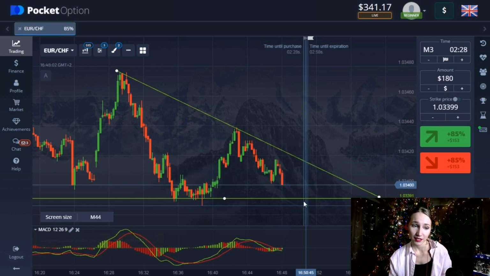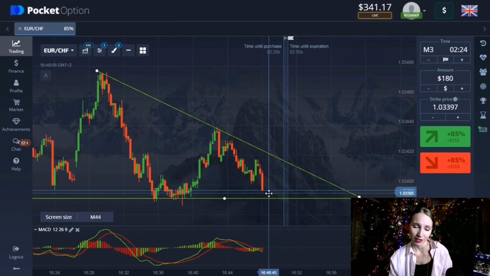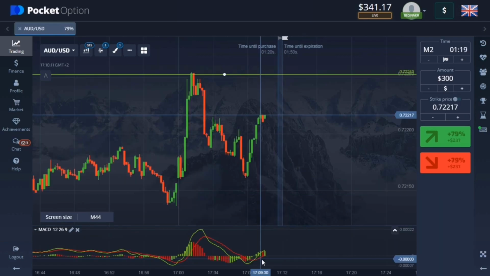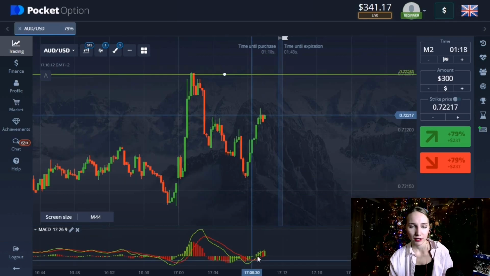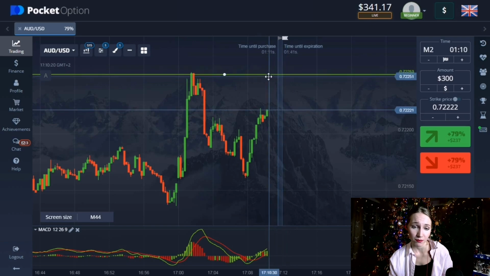Well, it's not bad. The downward movement continued and we are getting our profit. The indicator worked out perfectly well again. So let's continue. Well, our indicator is showing us there is an entry point here. Also, we can see the price is moving to the resistance level. So let's open a trade for 3 minutes with up.